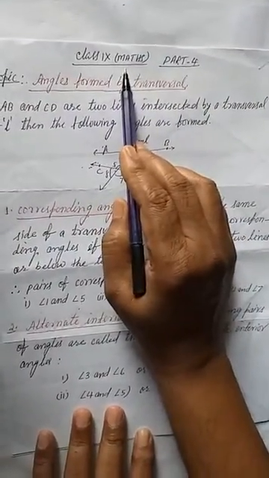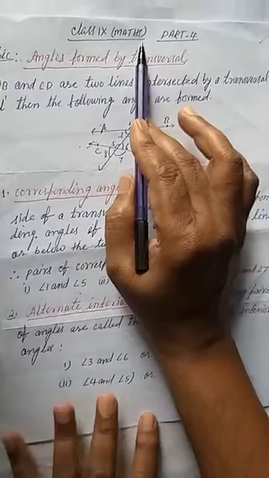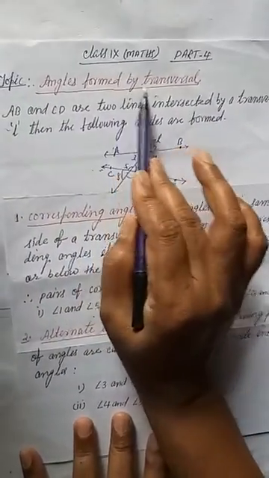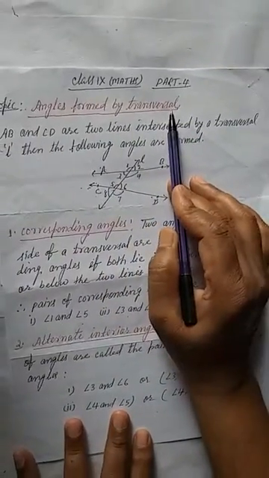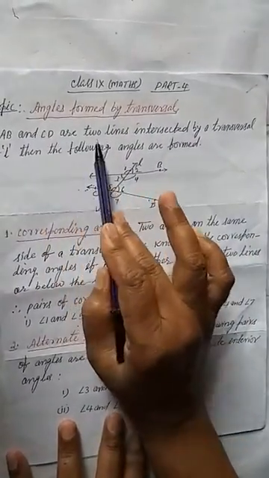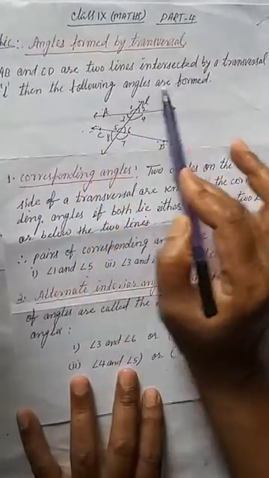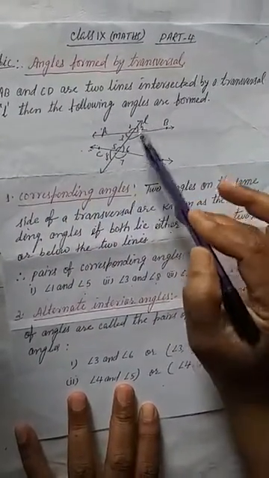Class ninth, subject math, chapter 6. The topic is angles formed by a transversal. Now, AB and CD are two lines intersected by a transversal L. Then the following angles are formed. So, this is the figure.